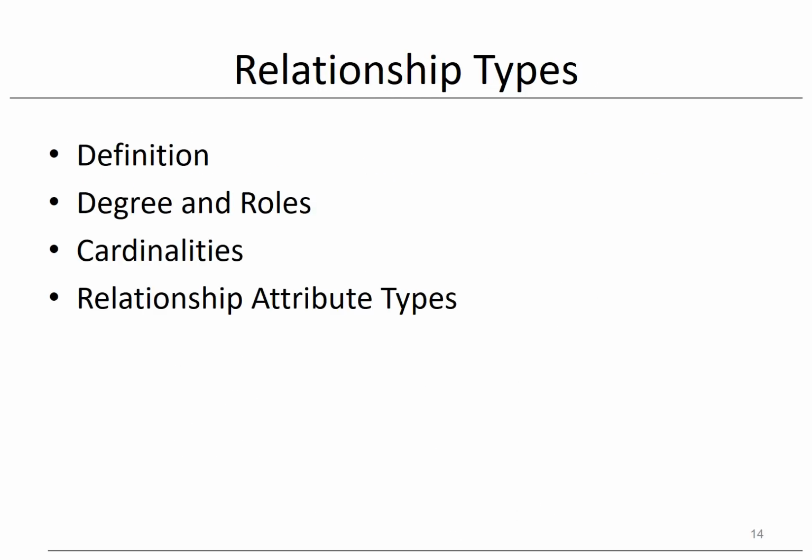In what follows, we zoom in on relationship types. We first define them and then discuss degree and roles, cardinalities, and relationship attribute types.